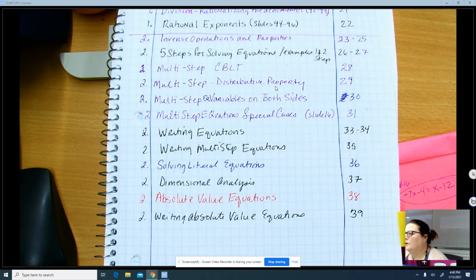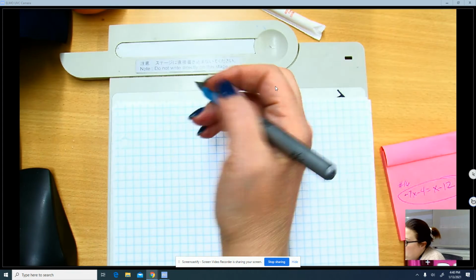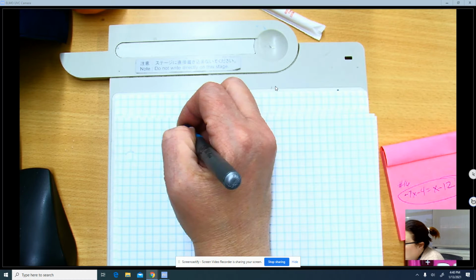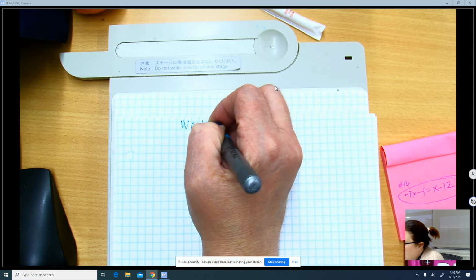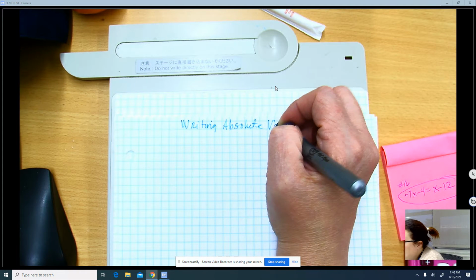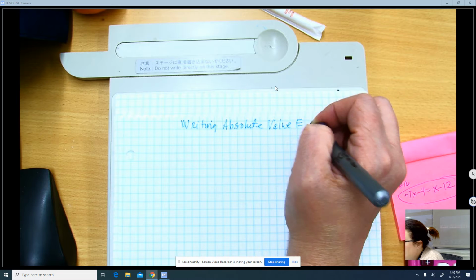So oftentimes when you're going to be asked to write an absolute value equation, you're going to be provided with the solution set, and you're going to have to develop the absolute value equation that goes along with it. Okay, so let's go ahead and go to page 39. I'm going to do it on a separate paper here. We are writing absolute value equations.